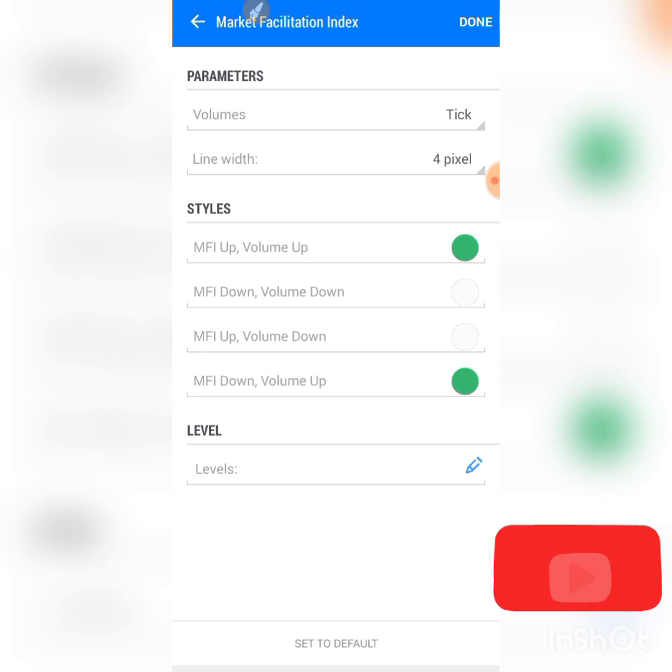Then the styles, that one is where the colors are vital. So you look at the volume up, that's the MFI up. The volume up is green. The two middle ones will take the color of your screen. We don't want them to be visible, so I'm doing a white color for the two. Then the very last one, the MFI down, I'm choosing green. Yes, so green for the two lines.